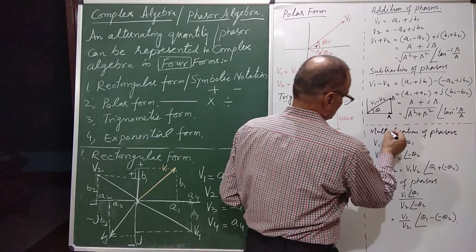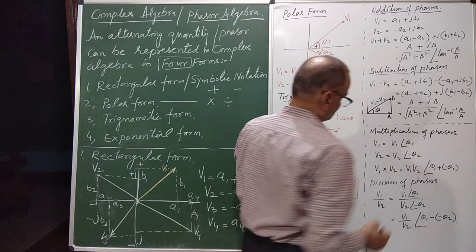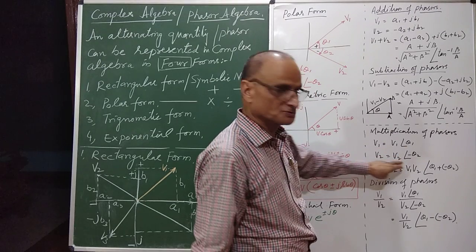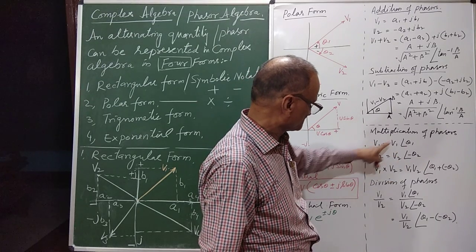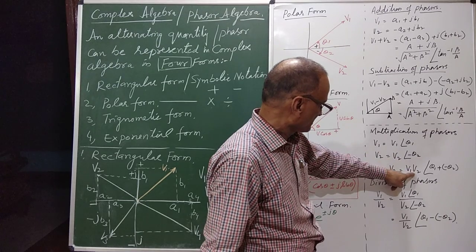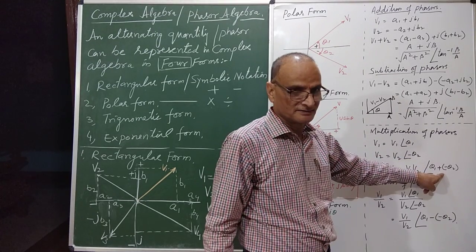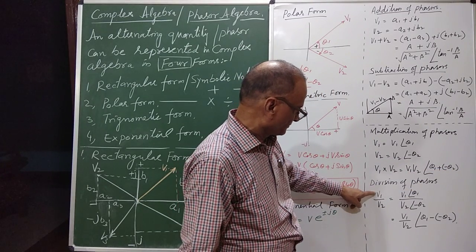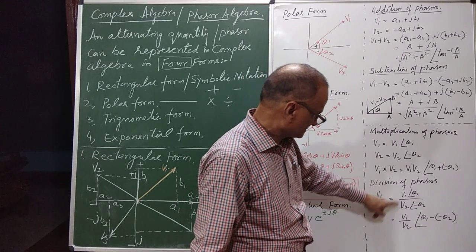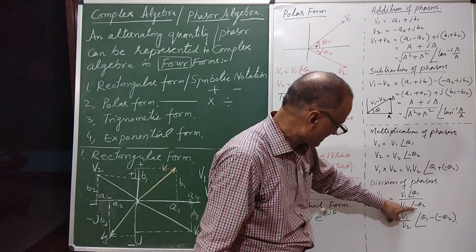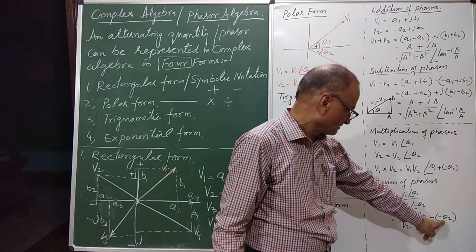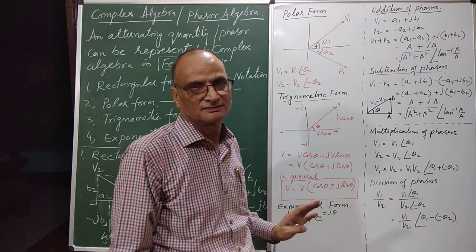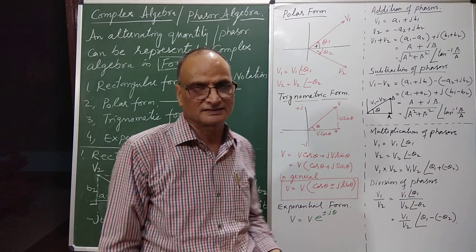Now multiplication, we prefer in polar form. So V1 is in polar form, V2 is also in polar form. Multiply these two magnitudes, and the angles are directly added. In multiplication, angles are directly added. In division, V1 by V2, the magnitudes are divided and the denominator angle is subtracted from the numerator angle. So we have performed all four operations which are required in solving electrical circuits.